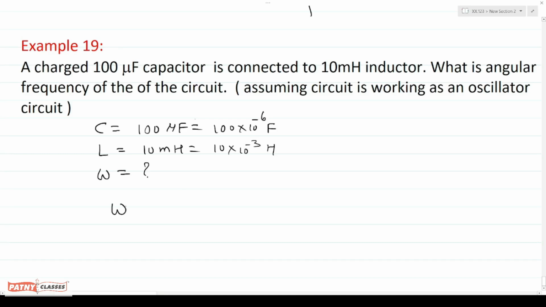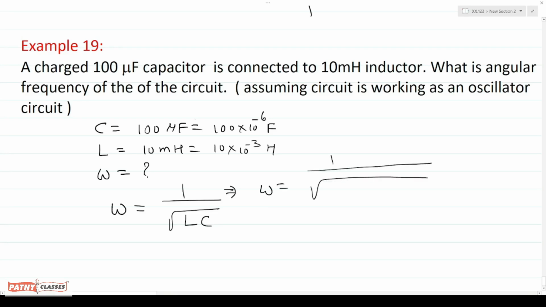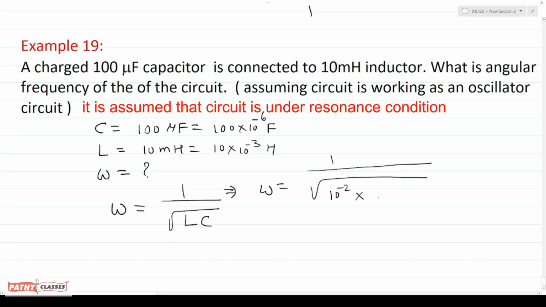When the circuit is under resonance condition, angular frequency is given by 1 upon under root of L into C, which implies omega equals 1 upon under root of L value, that is 10 raised to minus 2, and C value 10 raised to minus 4. So omega equals 1 upon under root of 10 raised to minus 6, equals 1 upon 10 raised to minus 3. Therefore omega equals 10 raised to 3 radian per second.